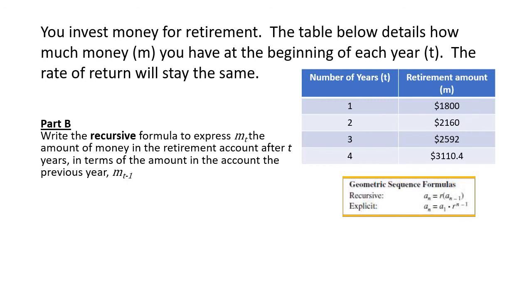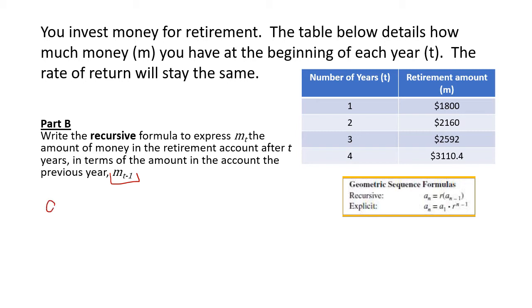Now in part B, it says to write the recursive formula to express M of T, or M sub T, the amount of money in the retirement account after T years, in terms of the amount in the account the previous year, M sub T minus 1. When they talk about the previous year, that's what the recursive rule is. You need to know the value of the year prior to find the value of the next year. That's what the recursive formula gives us.